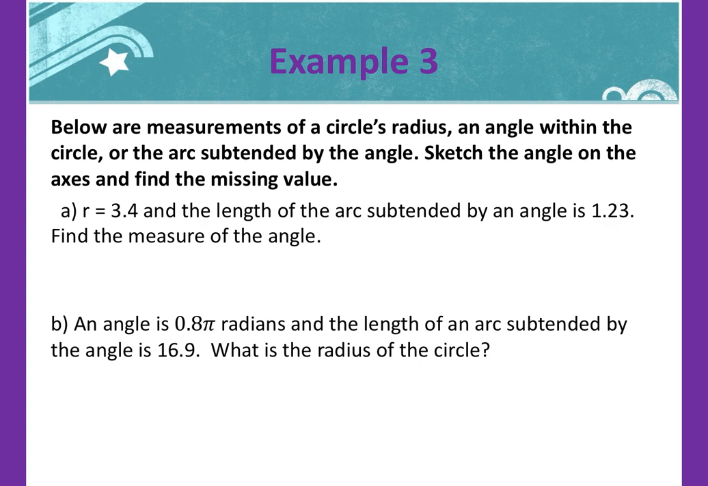It says, example 3 says, below are the measurements of a circle's radius with an angle within the circle or the arc subtended by the angle. And subtended just means an arc formed by an angle.